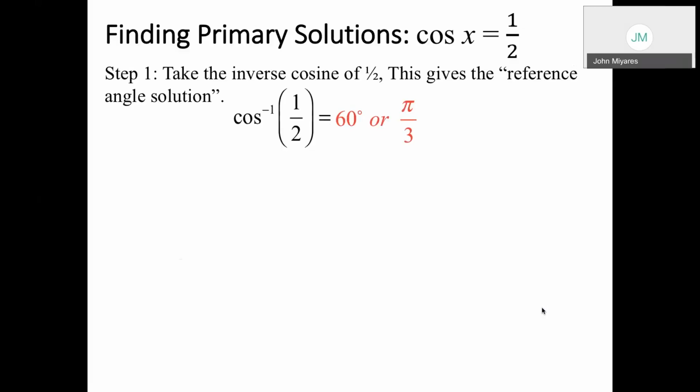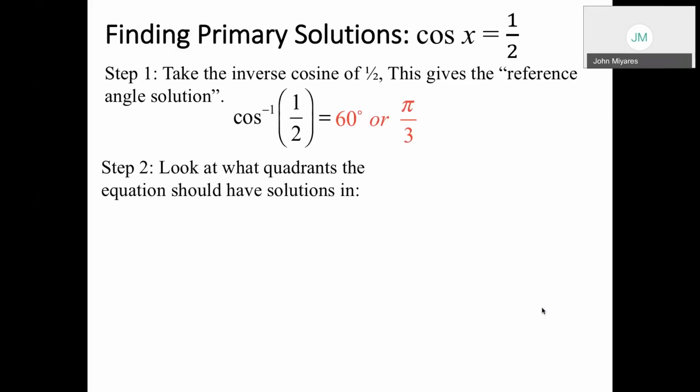The next step will be to look at the quadrants where the equation should have solutions. We want to know where the cosine of x equals 1/2. 1/2 is a positive number, so we can use our all skiers take chances pattern to determine that the cosine of x will be positive in quadrants 1 and 4.